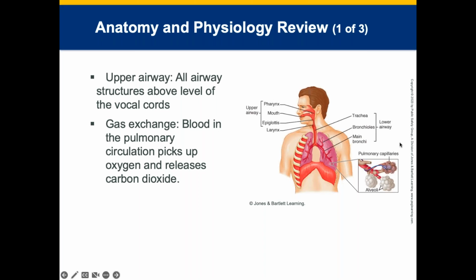Where does the gas exchange happen? In the alveoli? That's right, the alveoli. So in the gas exchange, deoxygenated blood from the pulmonary circulation releases carbon dioxide and picks up oxygen. This happens at the alveolar level. If we have a deviation at the alveolar level, that's where we're going to start seeing our problems.